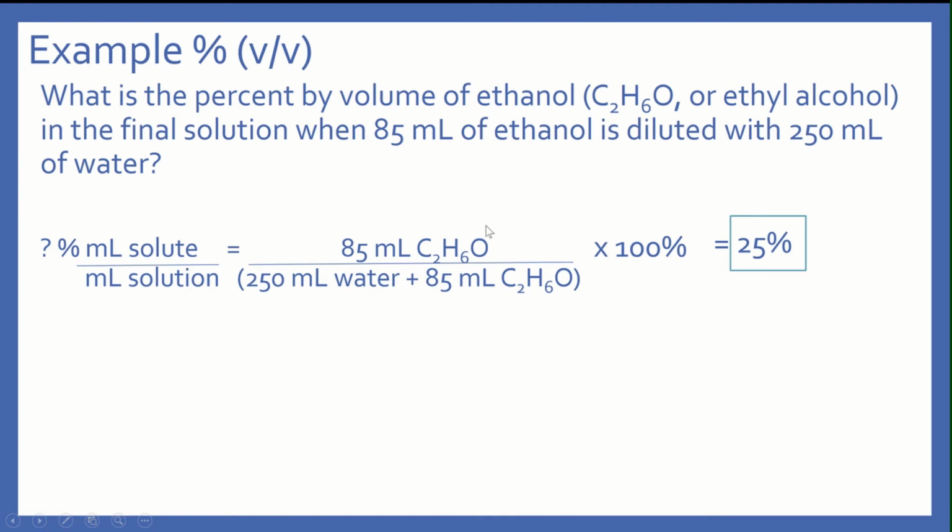Again, a percentage is parts of the whole, not just the ratio of ethanol to water, but I want parts of the whole. So I have to include my 85 milliliters of ethanol, multiply the whole thing by 100%, and we get a 25% volume to volume solution.